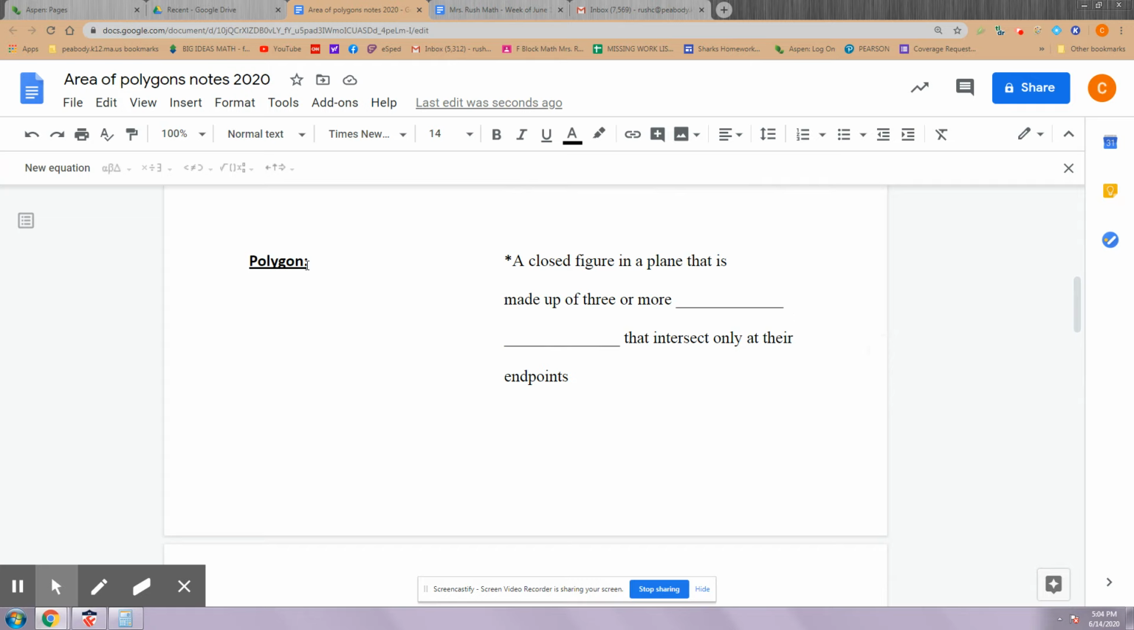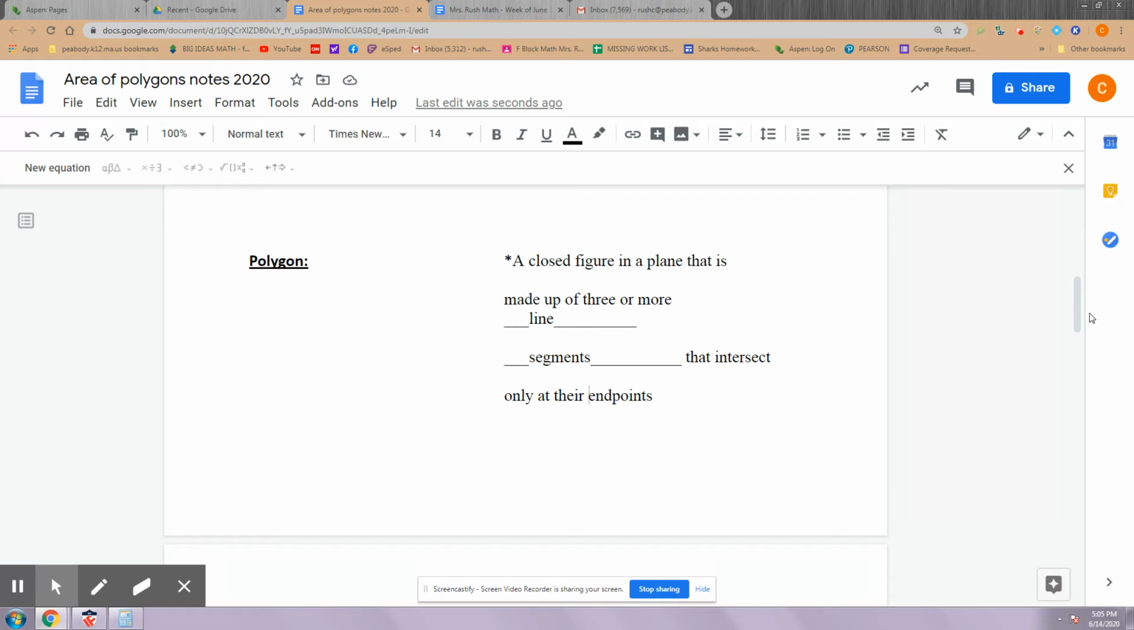And then the last piece of vocabulary I want to talk about is what is a polygon? Because that's what we're finding the area of. A polygon is a closed figure in a plane. That means there's no openings. It's a closed shape. So a closed figure in a plane that is made up of 3 or more line segments that intersect only at their end points. A line segment, guys, is just like a line. So a polygon has 3 or more lines or sides. So think of shapes that have 3 sides and going up, 4 sides, 5 sides, etc.